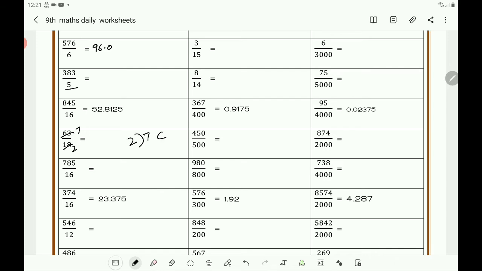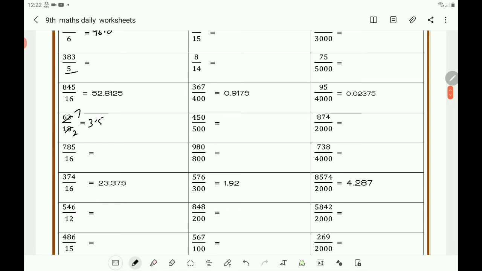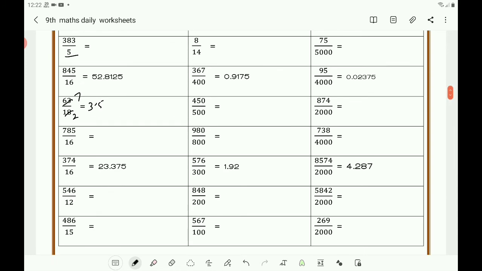7 by 2. So 2 3s are 6, 1 is remaining, put 0 and point here, 2 5s are 10, so you'll get 3.5. So if it is possible to cancel, then you cancel, simplify the fraction and then you divide, because you know that 9 2s are 18, 9 7s are 63. Like this way 7 by 2 can be easily converted into decimal.